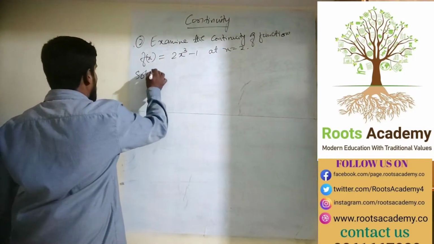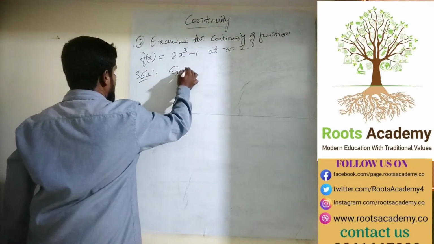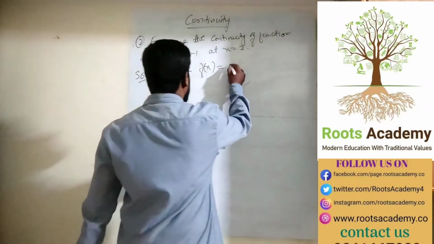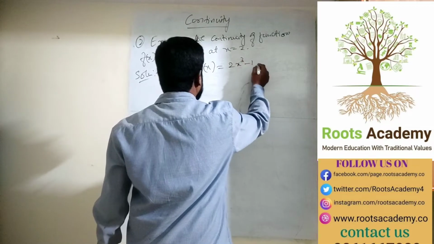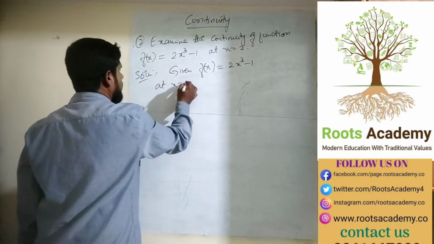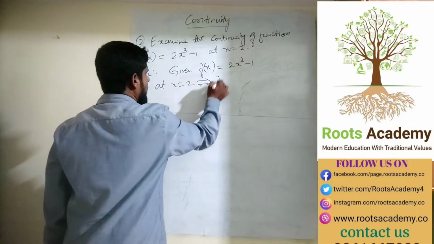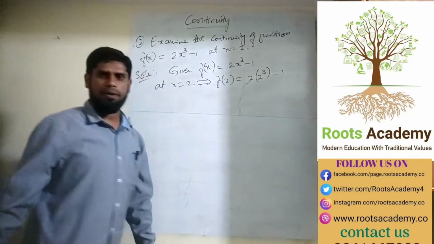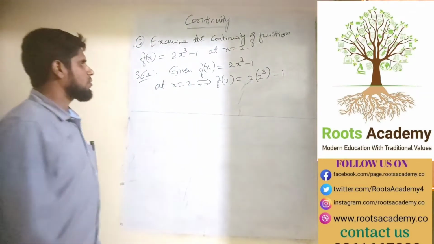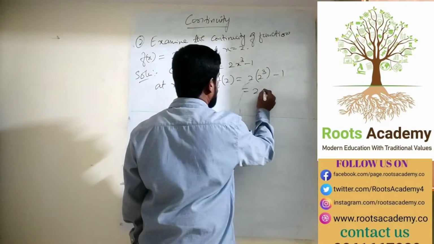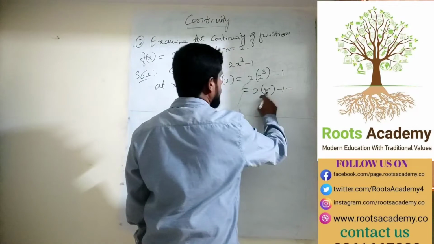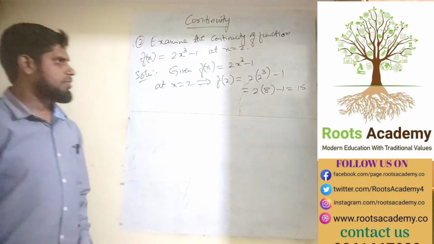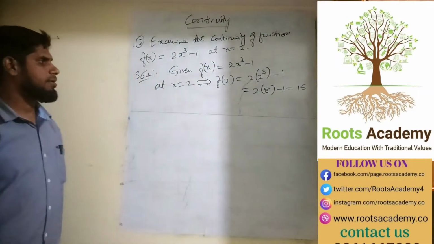So, solution. Given f of x is equal to 2x cube minus 1, at x is equal to 2, the function becomes 2 into 2 cube minus 1. So this is equal to 2 into 8 minus 1, 16 minus 1, it is 15.